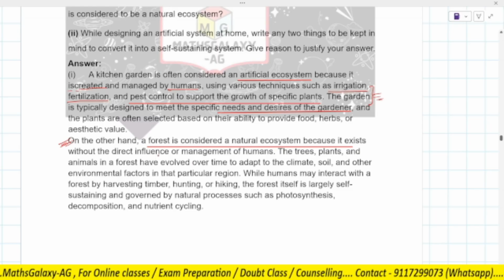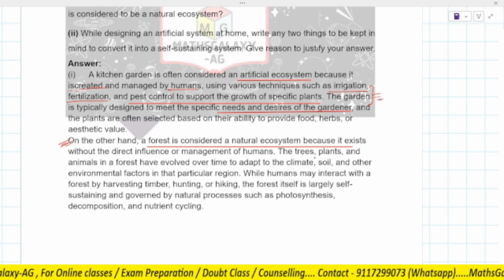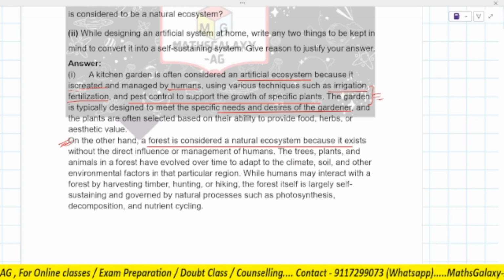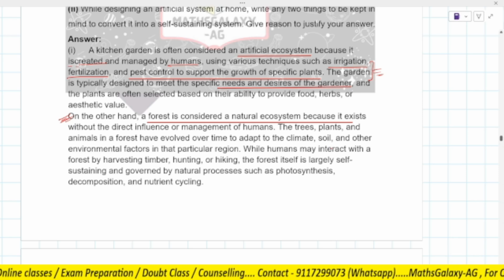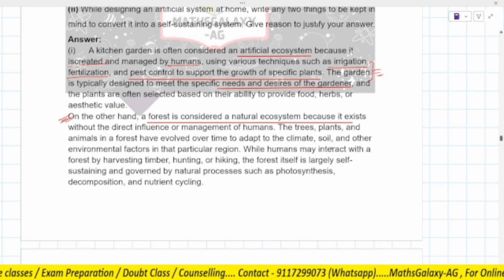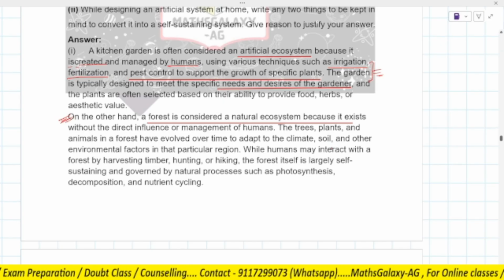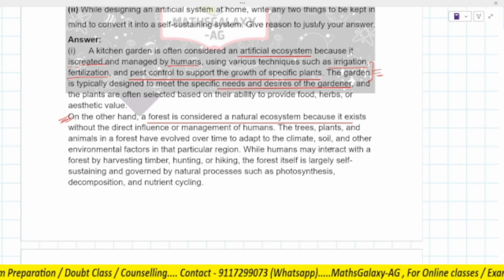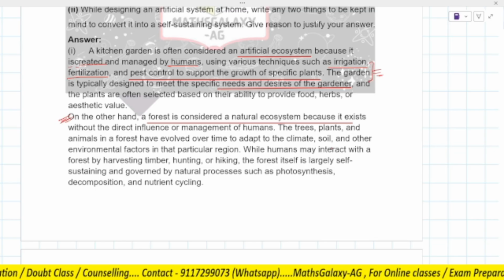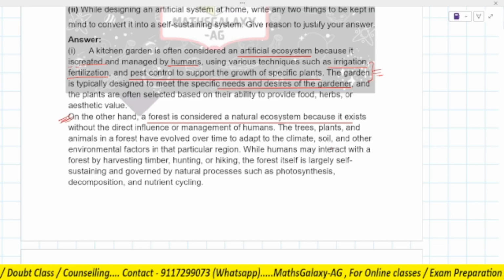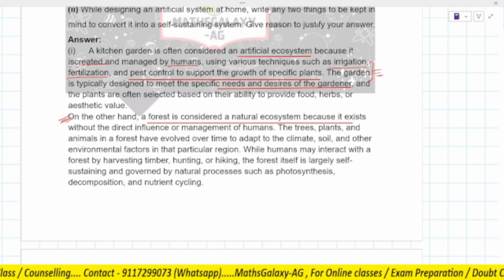The direct influence or management of humans. The trees, plants, and animals in the forest have evolved over time to adapt to the climate, soil, and other environmental factors in the particular region. While humans may interact with a forest by harvesting timber, hunting, or hiking, the forest itself is largely self-sustainable and governed by natural processes. So this one is the correct explanation.